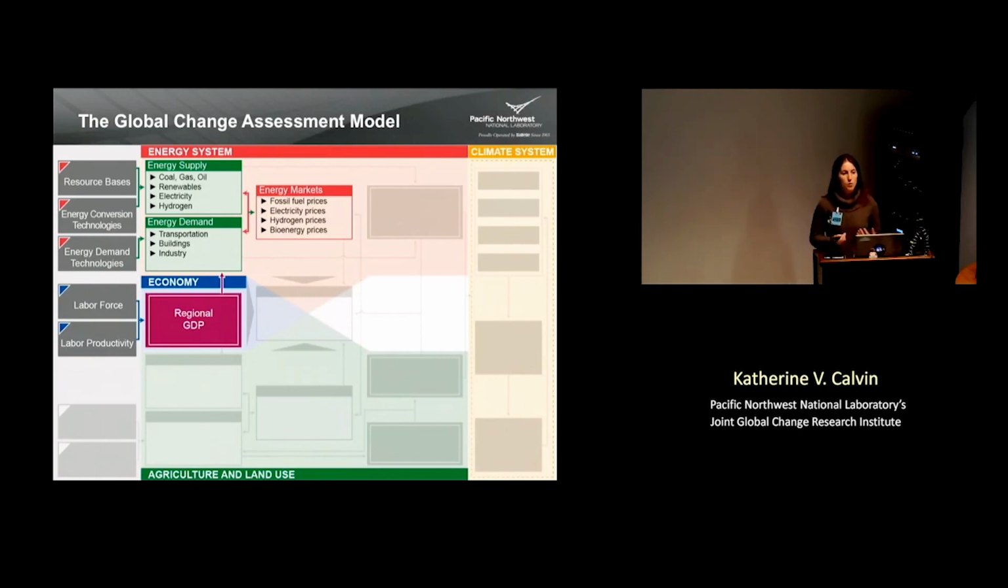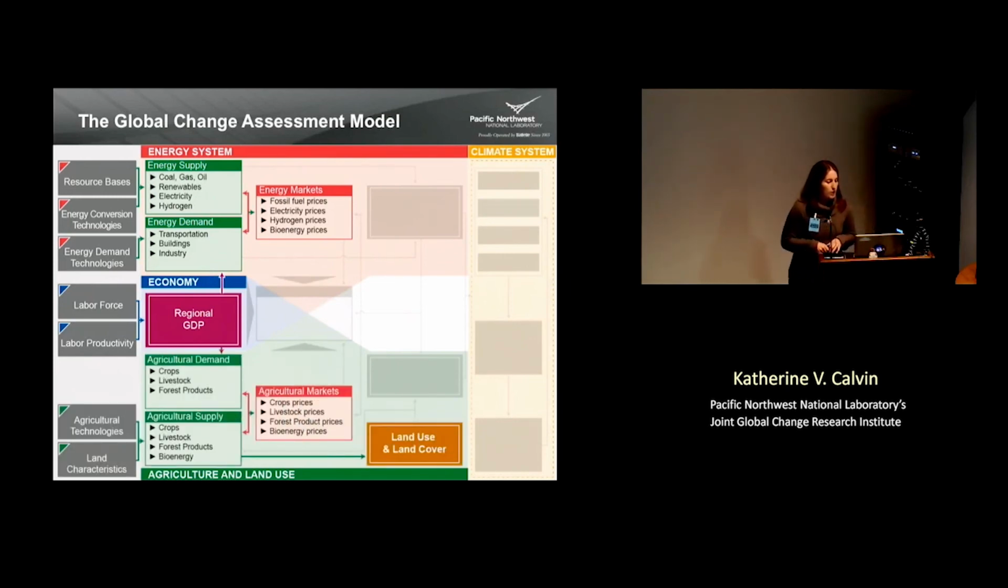We have representations of the transformation sector, so how do you convert coal to electric power. And then we have representations of end use, so how much air conditioning and electric vehicles might demand that electricity. And so we represent supply and demand, and we balance that through prices. It's what's called a market equilibrium model, which means that supply and demand are balanced by adjusting prices. So you keep changing the price until all of the markets are cleared.